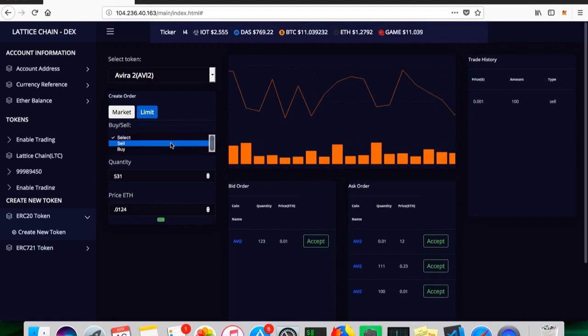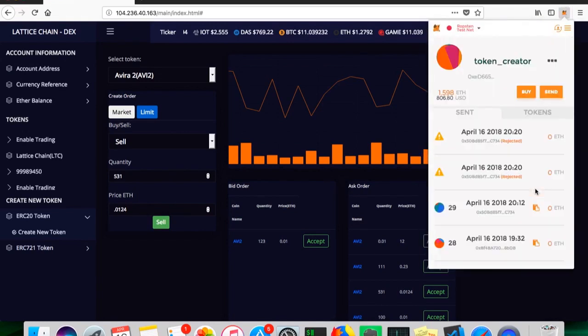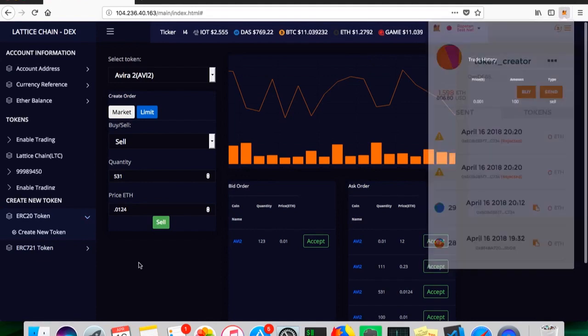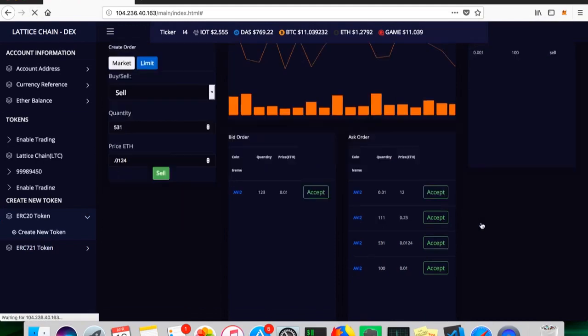Let us select the option sell, and we want to sell 531 tokens at 0.0124 price. So let's click on sell for this particular coin, and we would see that there is a MetaMask wolf which has given us an indication that there is a new order which is coming. Let's sign the order and see what happens. So once we have signed the order, it must get reflected in the ask order section with the 531 quantity and 0.0124 as the price. So let's see what we see over there.